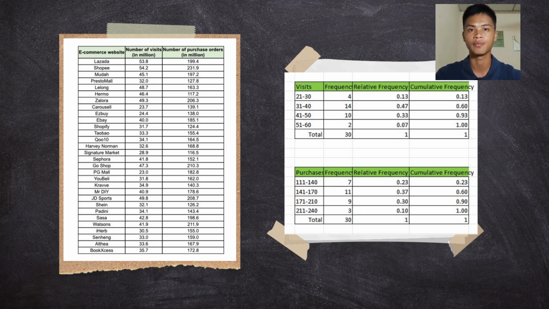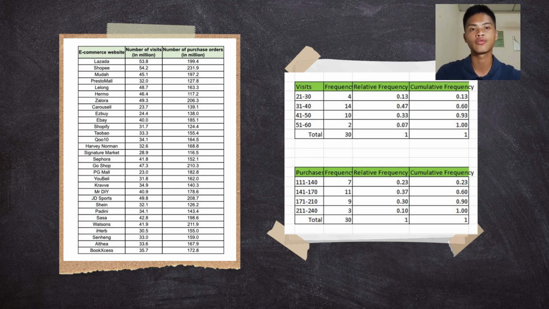and find the frequency. For the visits, the first range will be 21 until 30. The second range will be 31 until 40. The third range will be 41 until 50. And the last range will be 51 until 60. Just refer to the data given. The first range frequency is 4. The second range frequency is 14. The third range frequency is 10. And the last range frequency is 2.